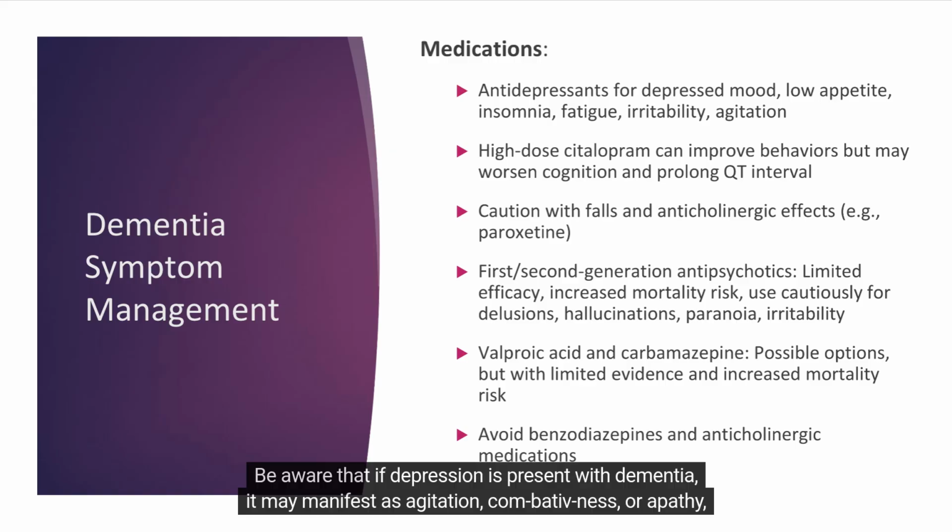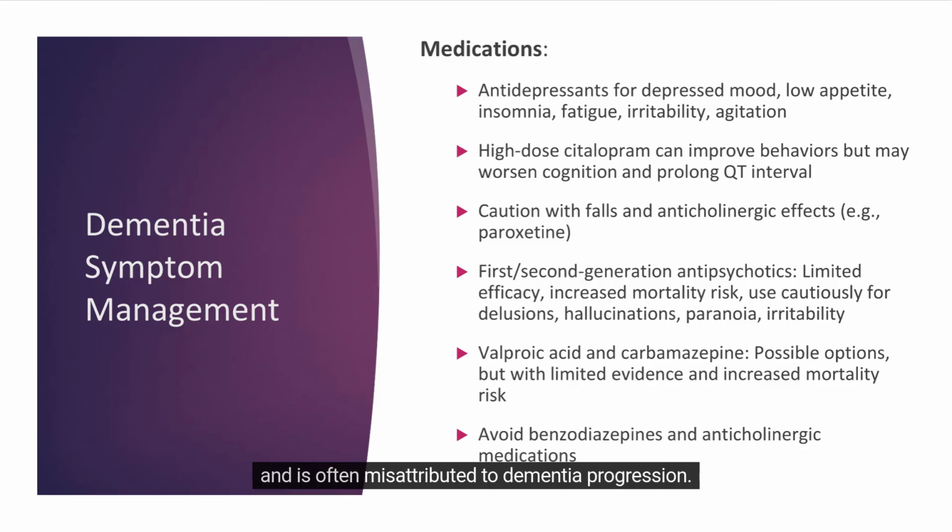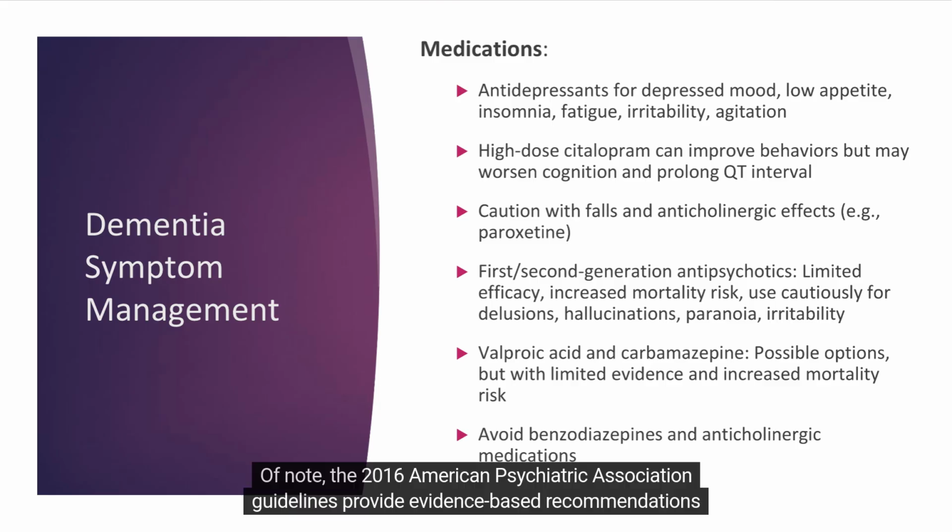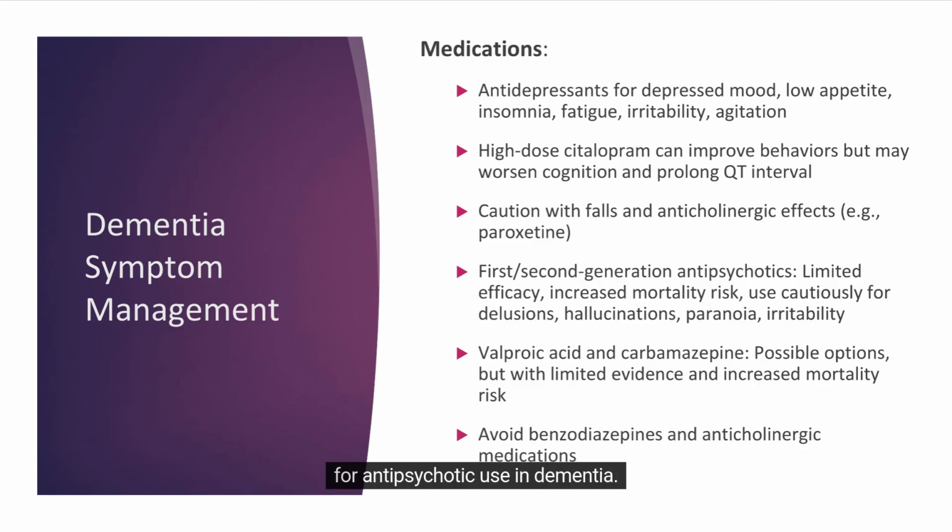Be aware that if depression is present with dementia, it may manifest as agitation, combativeness, or apathy, and is often misattributed to dementia progression. Of note, the 2016 American Psychiatric Association guidelines provide evidence-based recommendations for antipsychotic use in dementia.